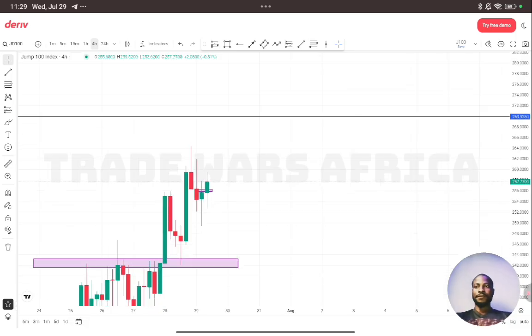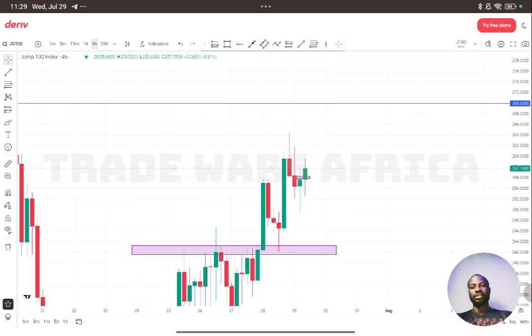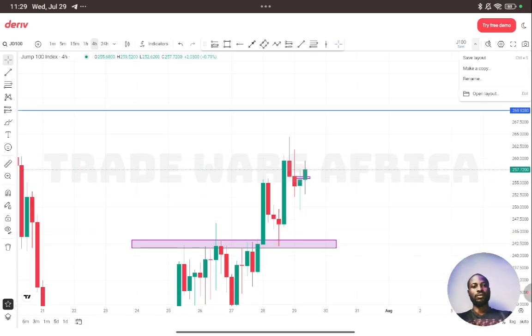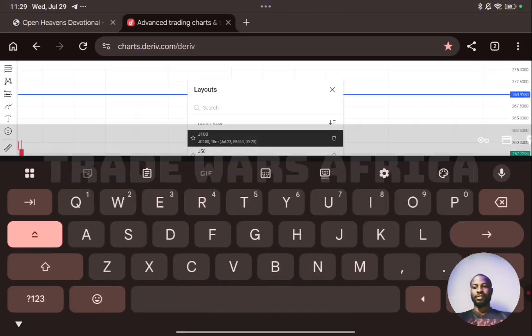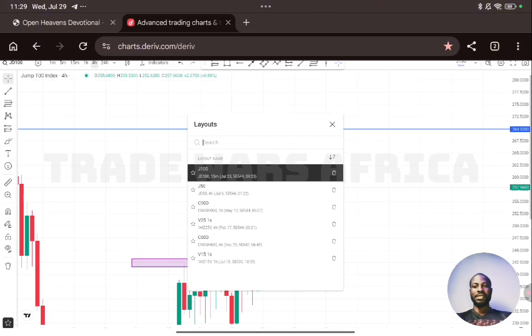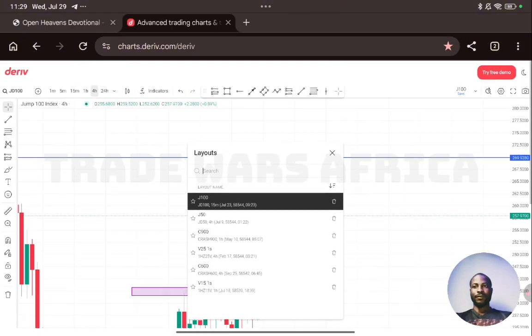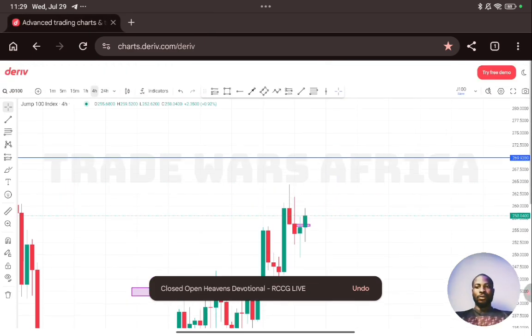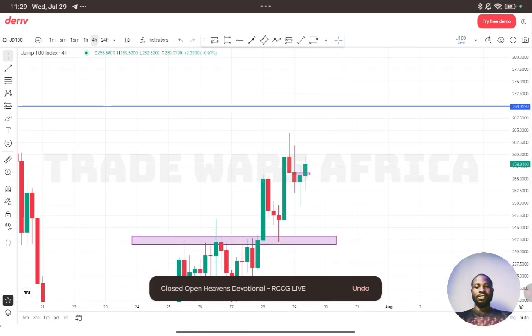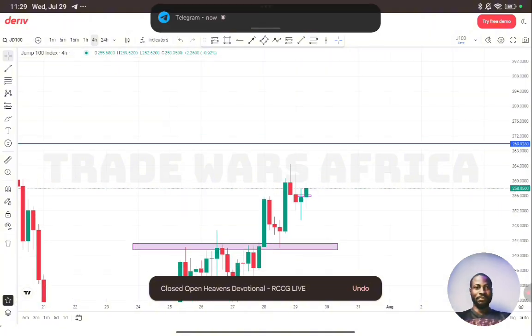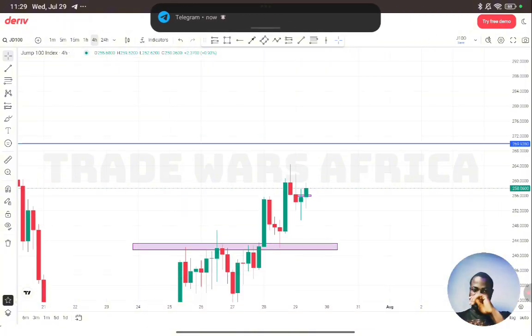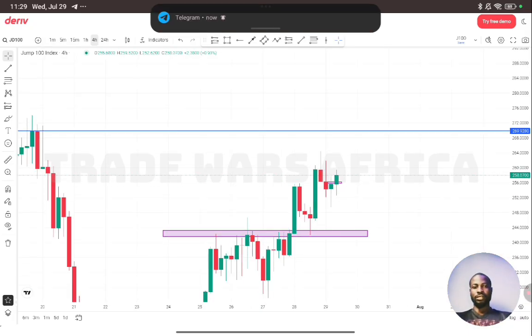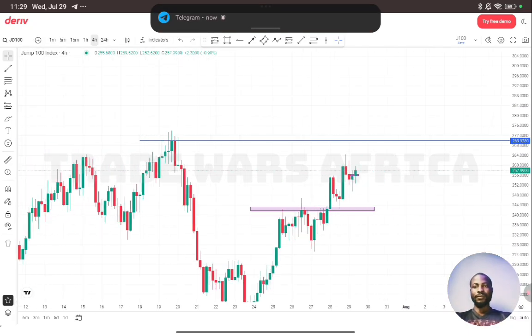So today we have Jump 100 on our list. We have a couple of them though. The one that is still very close to playing out is Jump 100, and I'm already in the trade. So here is a breakdown of the analysis I did on Jump 100.